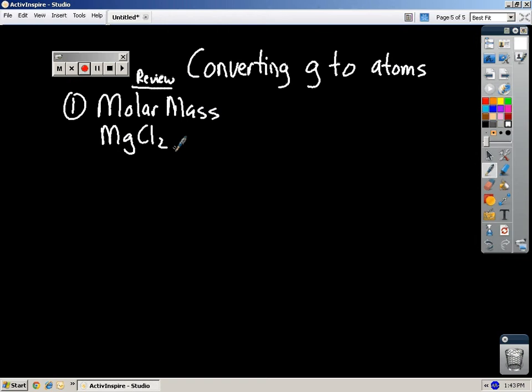If I take MgCl2, what we need to do in this problem is figure out the molecular weight or the molar mass of MgCl2. To begin with, we look at magnesium. How many magnesium atoms do we have in that molecule? One. And what's its mass? 24.31? Okay. Perfect. So I take 1 times 24.31 and I get 24.31, right?